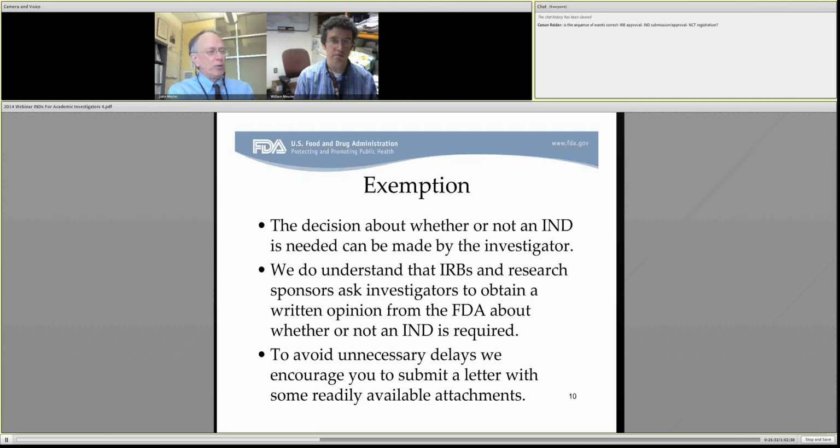So the second point on the slide that's showing now is that we do understand that IRBs and research sponsors ask investigators to obtain a written opinion from the FDA about whether or not an IND is required. To avoid unnecessary delays, at least here in our division, we encourage you to submit a letter with some readily available attachments. In our mind, and I'm sure there are some exceptions, we don't imagine that there are a lot of people applying for an IND who don't have the protocol and a ghost of a consent form already filled out.